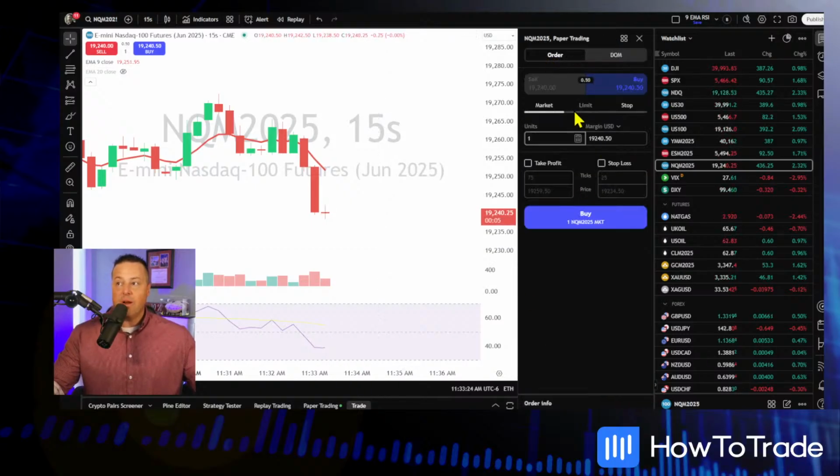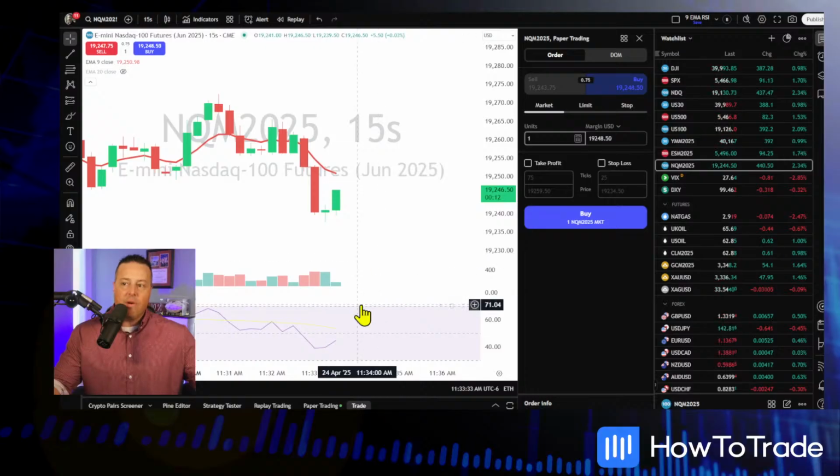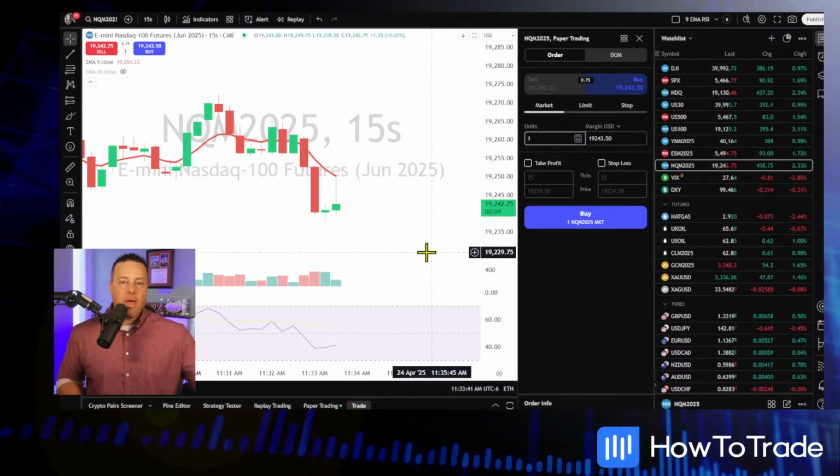That DOM moves around an incredible amount. So right now we need price to come down just a little bit more, and then we're going to be in oversold territory, and that's going to be our cue to look for a buy. Something like this. Not quite there yet. It's going to take a minute.